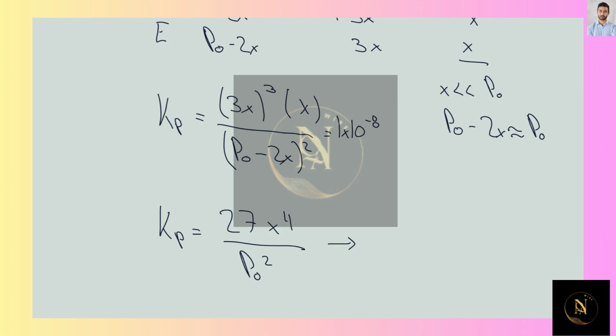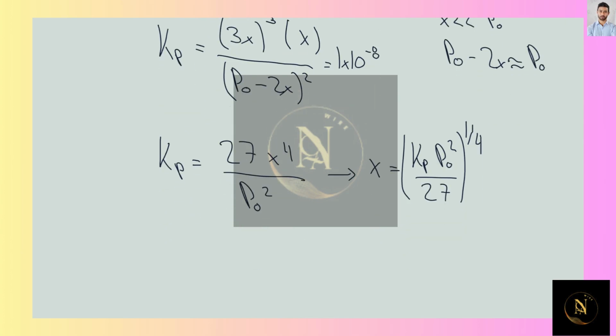From here, we can solve for x, and the value for x that we're going to find is equal to Kp times P naught squared divided by 27, and all of this to the 1/4. Replacing the values for Kp and P naught, we get that x is equal to 1 times 10 to the minus 8, P naught, which is 15 atmospheres, squared. Here I'm not going to put down the units because we know that the result for x needs to be in atmospheres, divided by 27, and all of this to the 1/4.